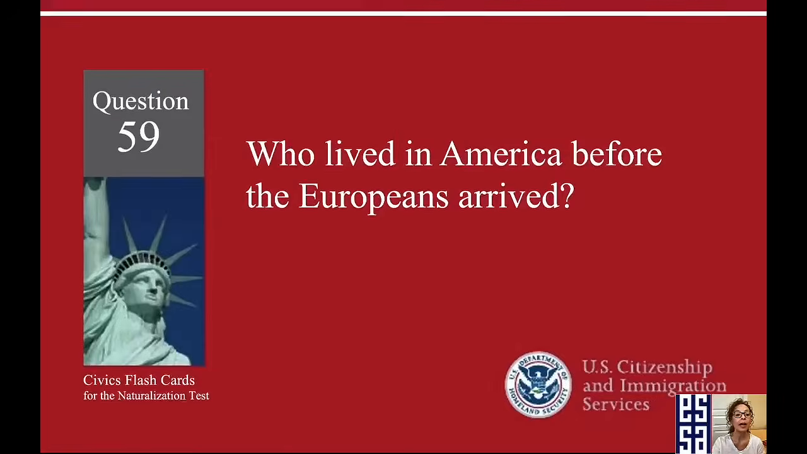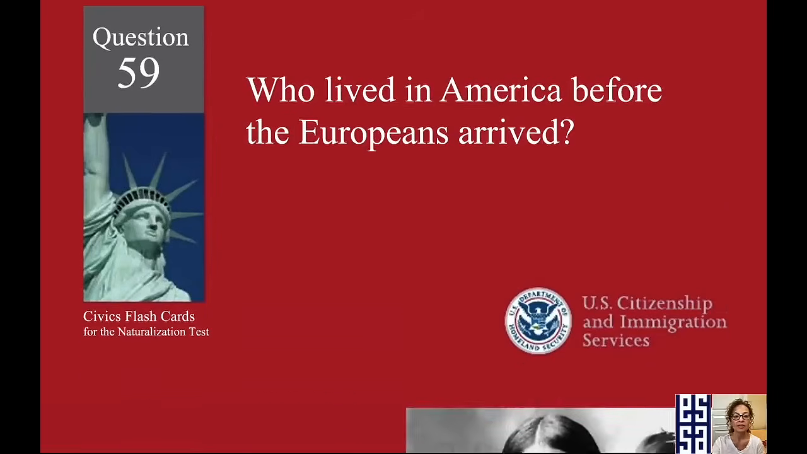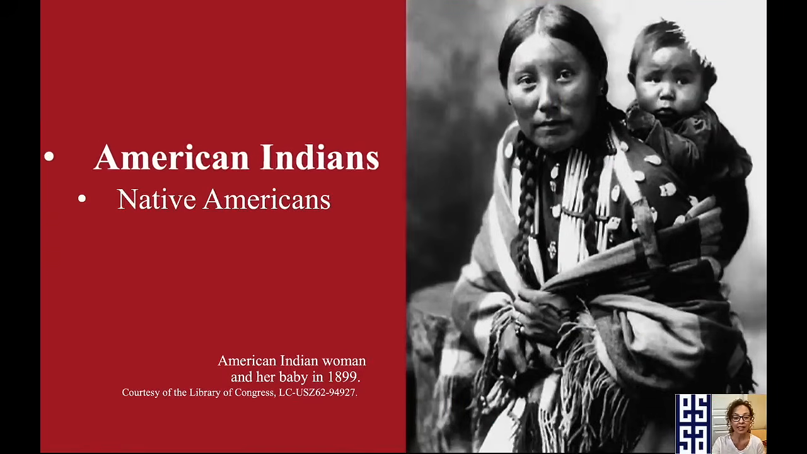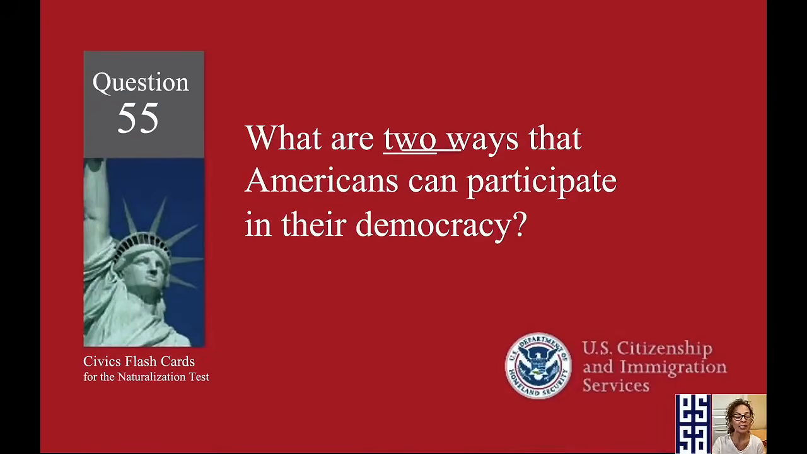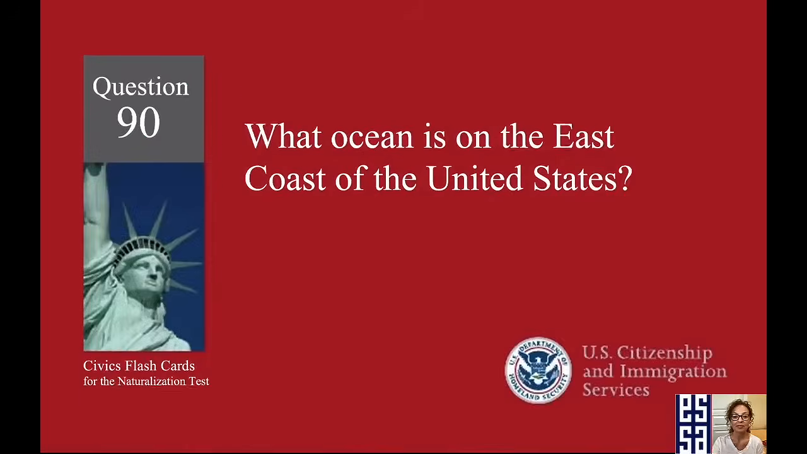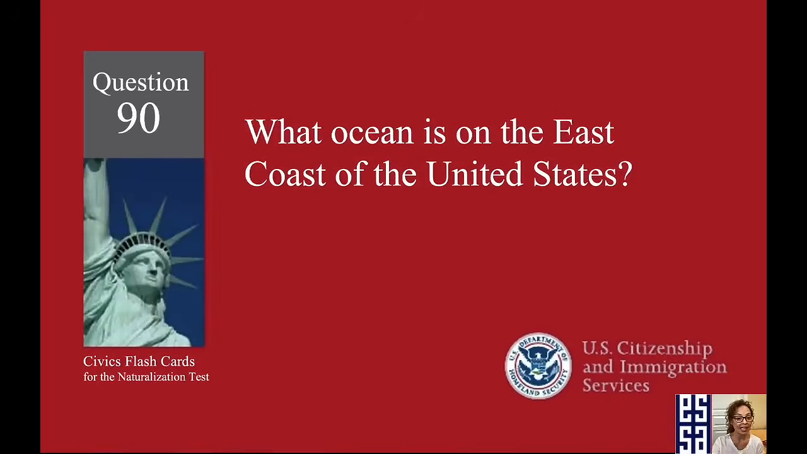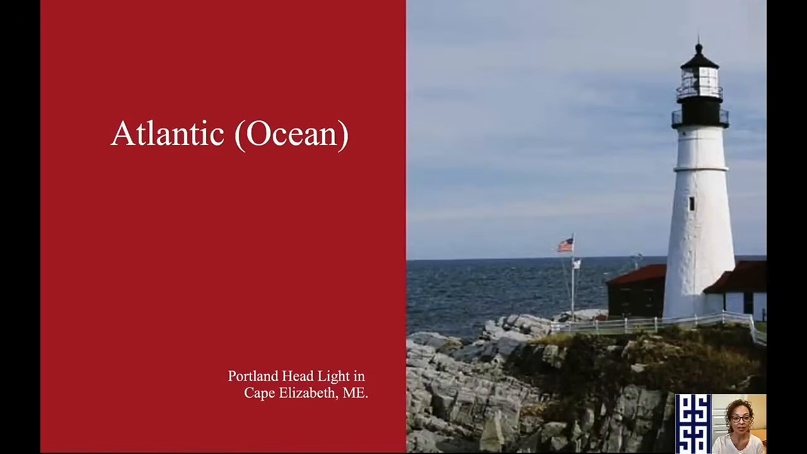Who lived in America before the Europeans arrived? American Indians. What are two ways that Americans can participate in their democracy? Vote and join a political party. What ocean is on the east coast of the United States? The Atlantic Ocean.